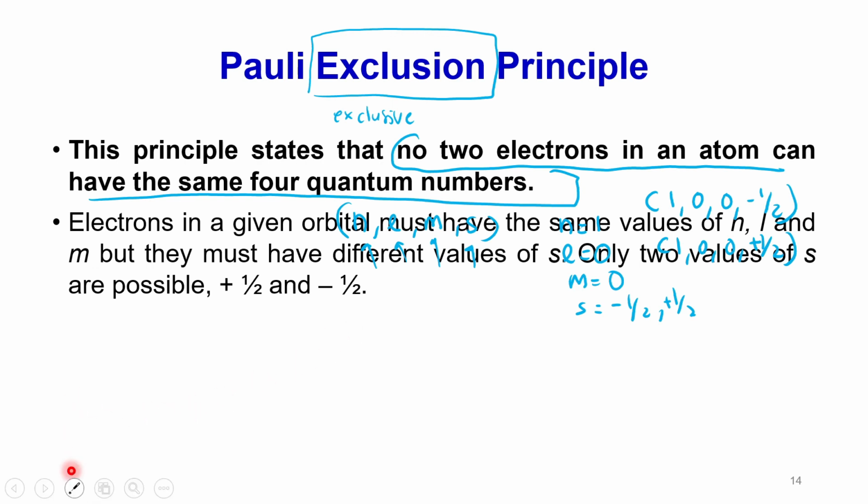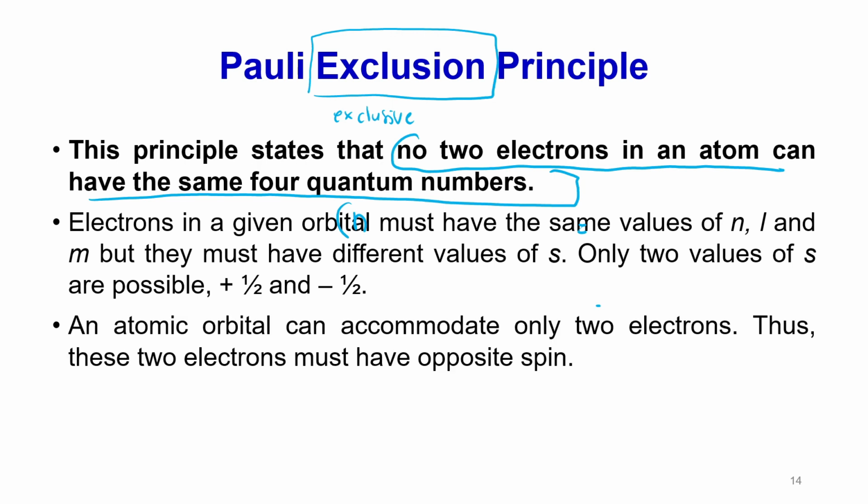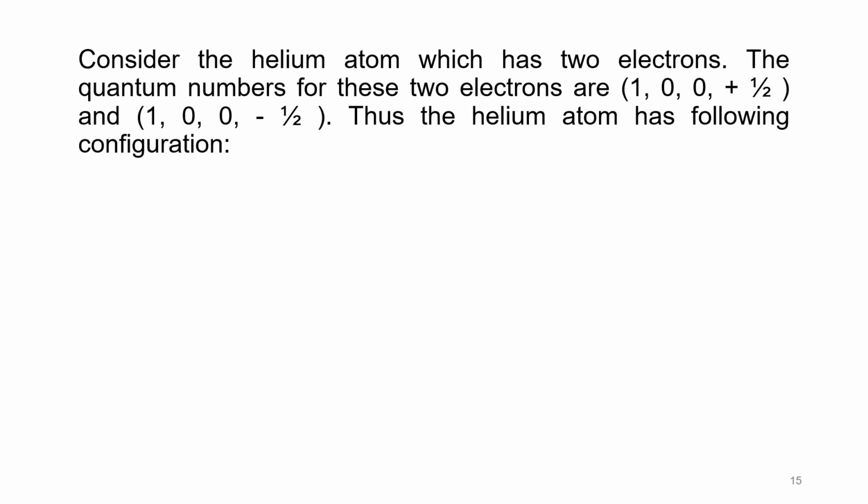So this is the explanation. Electrons in a given orbital must have the same n, l and m, but must have a different value of s. The s value is positive half and negative half. Why positive and negative half? Because of different directions: one anti-clockwise, one clockwise. This uses the example of helium. Helium has 2 electrons, so 1, 0, 0, one electron spins clockwise and the other spins anti-clockwise.